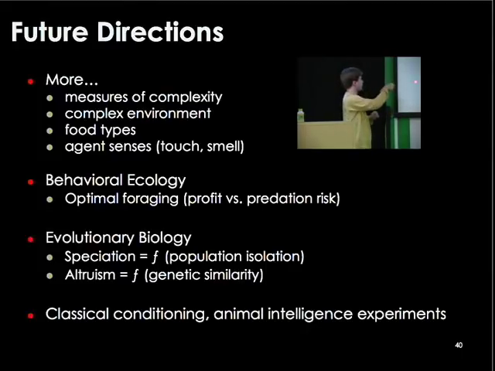So we've done the optimal foraging. We did that very recently. And we can also use this to answer questions about evolutionary theory, as we did before. And then eventually, we get up to classical conditioning experiments. So this is the direction we want to go for the next few years. And if any of you have ideas, especially for here, let me know. Or if you want to contribute code.